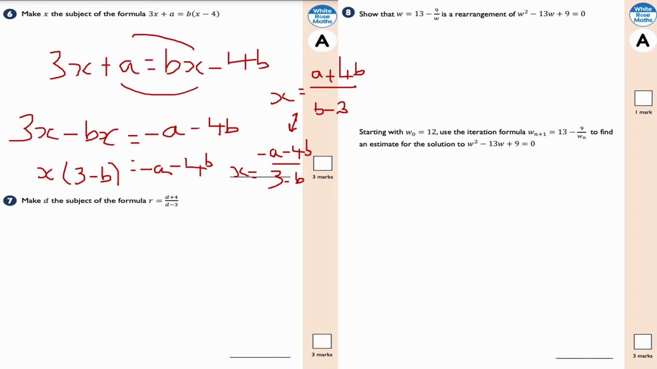Okay, this is question number 7. Make d the subject of this formula. r is equal to d plus 4 over d minus 3. Well, multiply both sides by d minus 3. So we've got r lots of d minus 3 is equal to d plus 4.